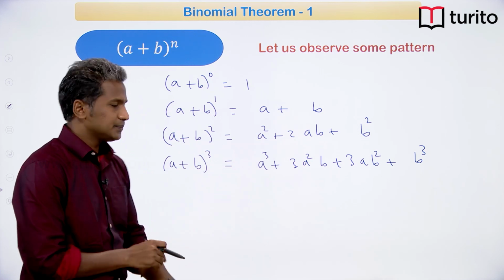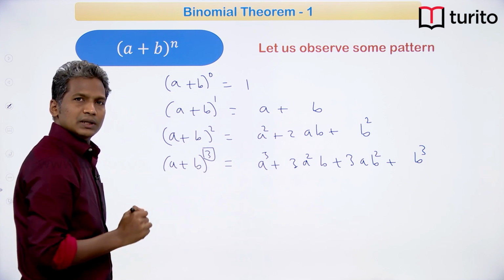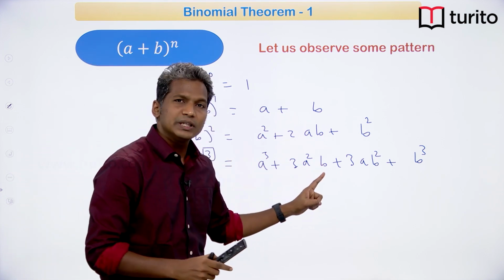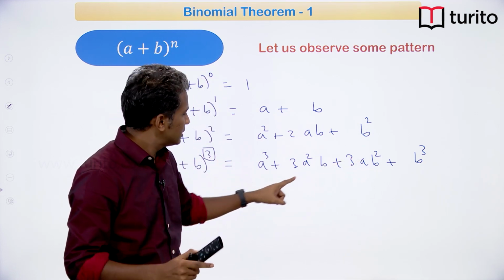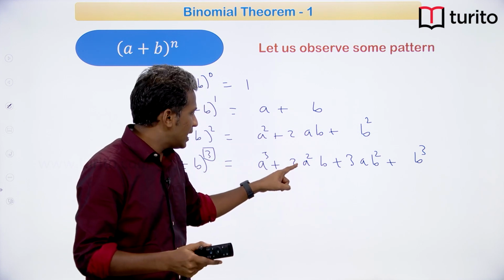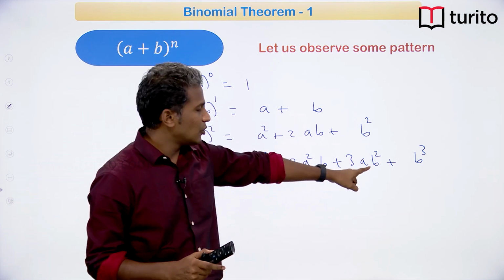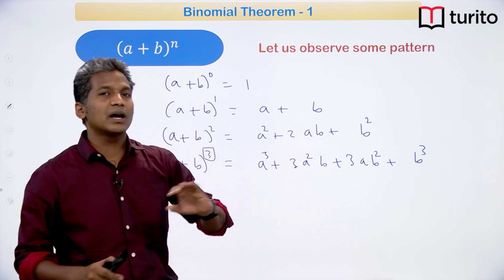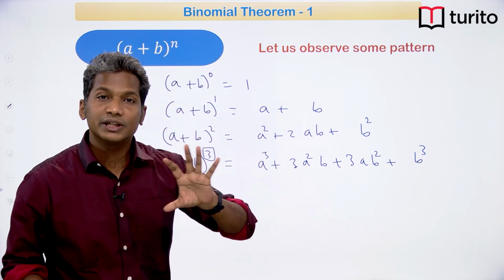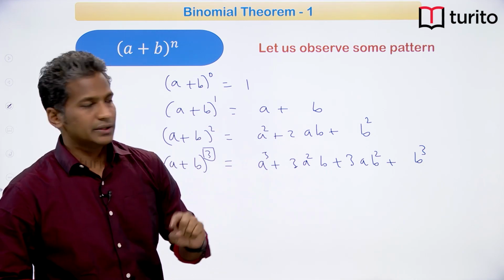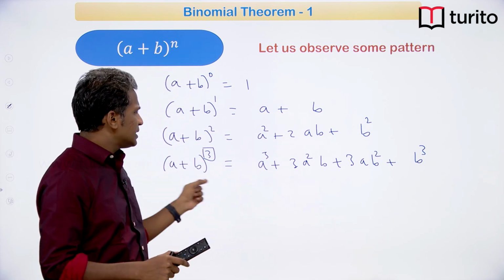What are the observations? First observation is that whatever is the power here, the same degree is maintained for all the terms. For example, the first term has degree 3, the second term also has degree 3: a has degree 2, b has degree 1, but the effective degree is 3. The next term also has effective degree 3. So every term has effective degree 3. So we can say that the binomial expansion is going to be a homogeneous expression. That is one observation.